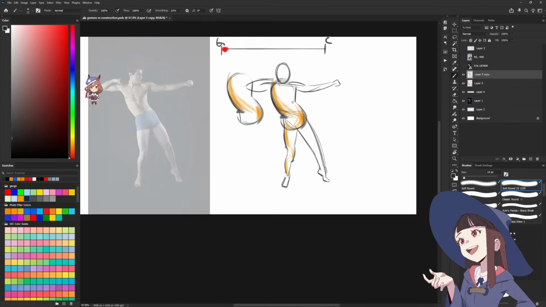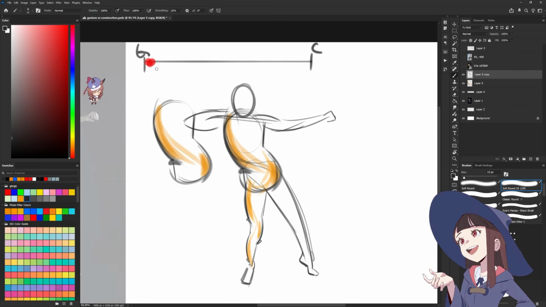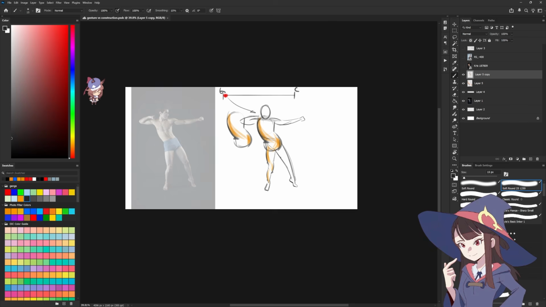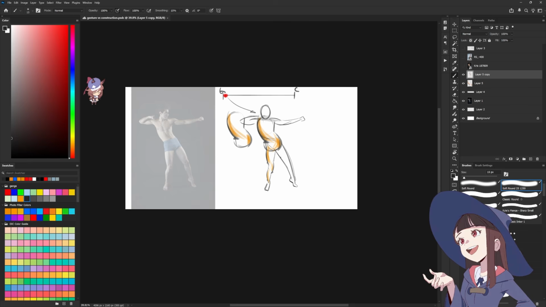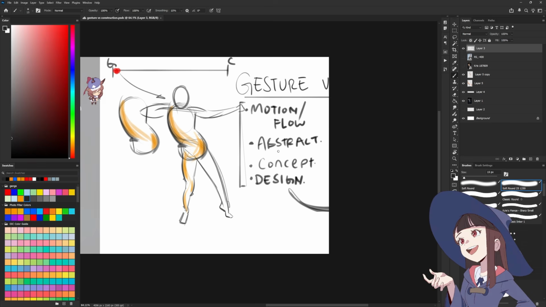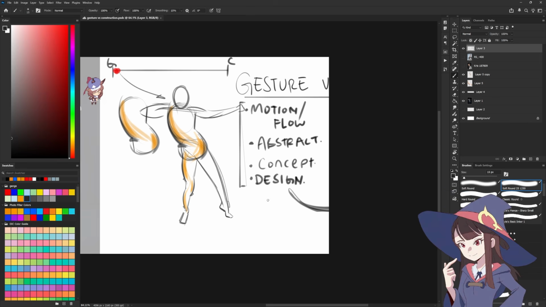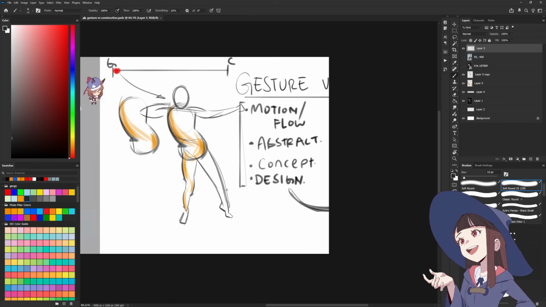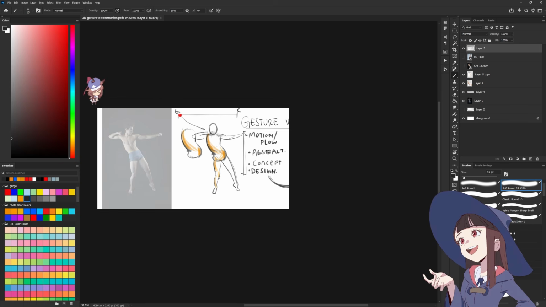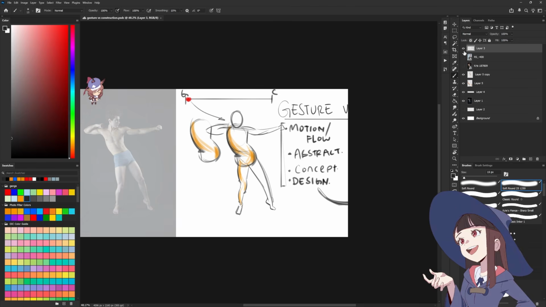This would be an example of super on the gesture side, very abstract, right? If we think back to what I've mentioned before, it's focusing on motion and flow, it's focusing on the abstract, it's not really describing much. You can still tell it's a person, but it's focusing on the concept and also the design of the body rather than trying to capture so much likeness.